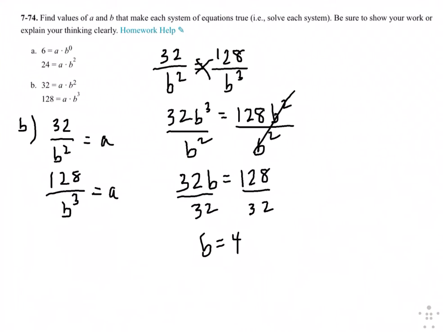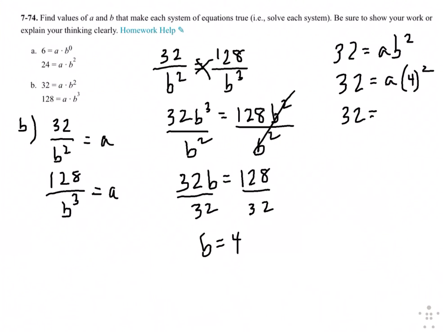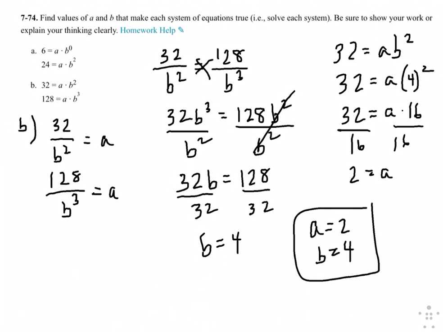And now we have to substitute into one of them to get A, right? So let's do that up here. Let's do 32 equals AB squared. So 32 equals A times 4 squared, right? So 32 equals A times 16. Divide by 16. So we get A is 2. So I would say A is 2, B is 4 for part B.